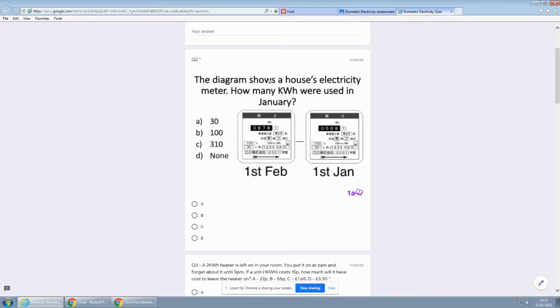The diagram shows a house's electricity meter. How many kilowatt hours were used in January? Well, if you look, the numbers went from 568 on the meter to 878, and the difference there was 310, which was C.